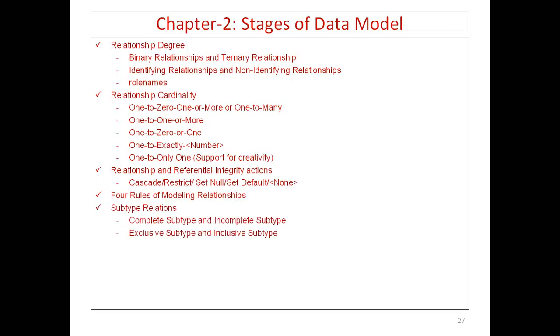4 rules for modeling relationships. Subtype relationships. Subtype relations are a complete subtype and an incomplete subtype, an inclusive subtype or an exclusive subtype. Naming standards for entities, attributes, relationships.